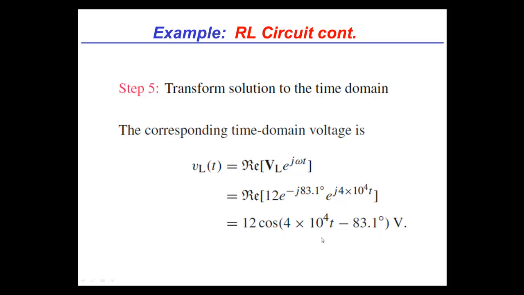So we've got 12 times cosine of 4 times 10 to the 4 t. That comes from the omega part. And then we've got the 83.1 degree phase shift. Now, had you done this all with differential equations, you would have gotten this answer, but it probably would have taken you a lot longer. Both of the cases we've looked at here have been pretty simple. In the time domain, they would have been relatively straightforward as well, because they are first order differential equations.